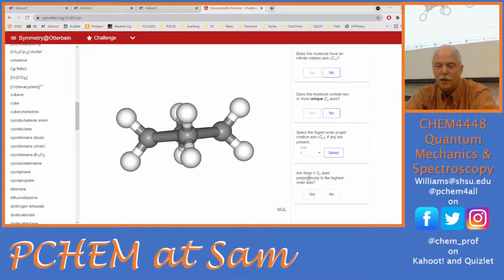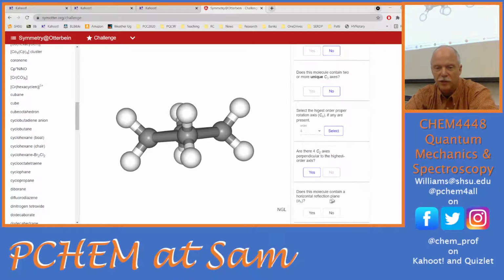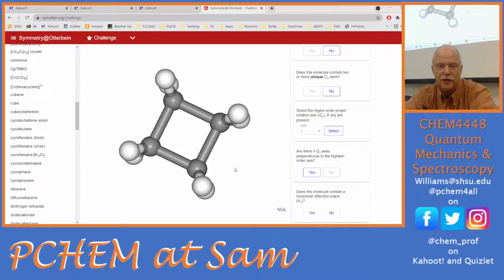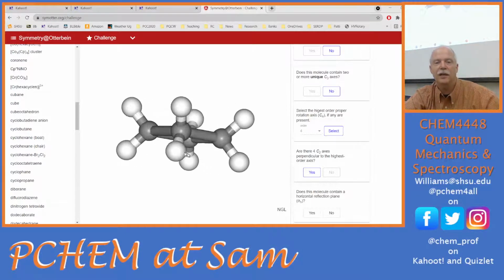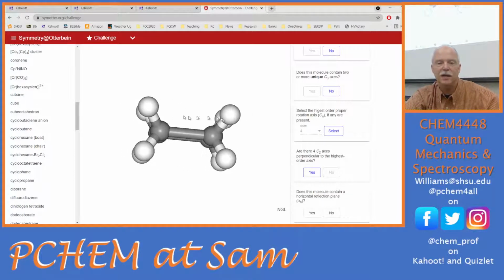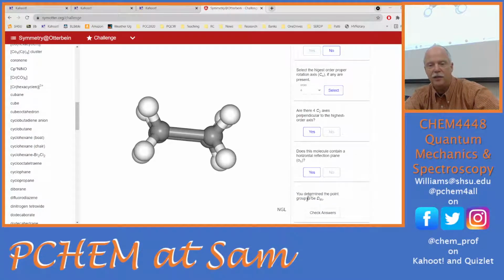So we say yes. Does the molecule contain a horizontal reflection plane? Okay, so the horizontal plane is 90 degrees to the C4 axis. So we put that C4 axis going up and down, and then does this have a reflection plane? Yes, it does, because these hydrogens on top have pairs below that they can reflect into. So we would say yes on the sigma h. You have determined the point group to be D4h.